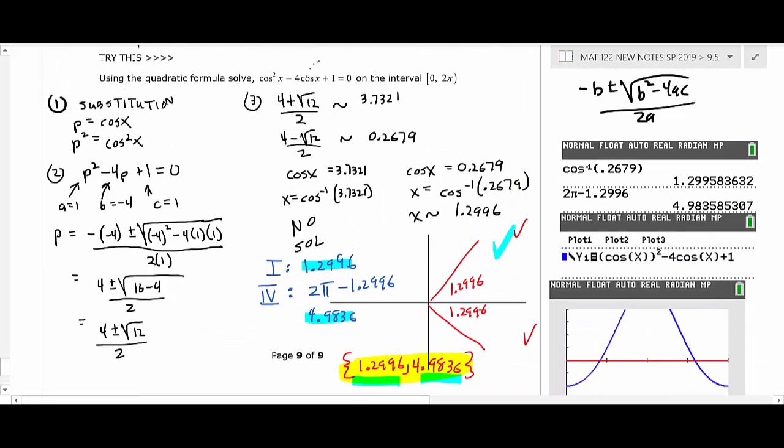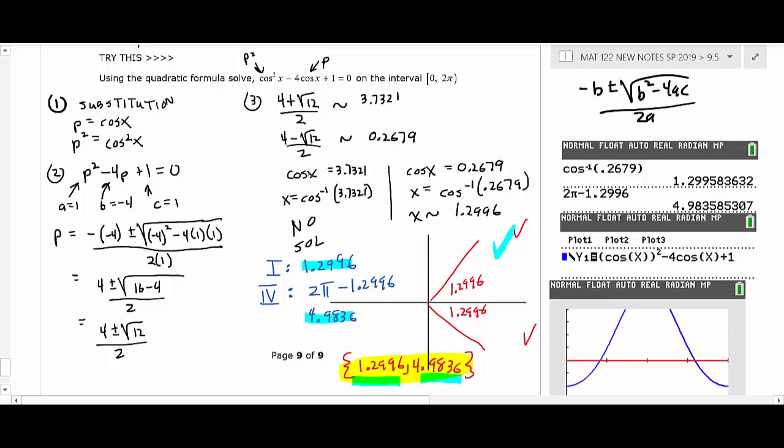So I let p be cosine x, and then p squared would be cosine squared x. So you would get the equation p squared minus 4p plus 1 equals 0. Use the quadratic formula with a equals 1, b equals negative 4, c equals 1. Plug it into your formula, and you would get 4 plus or minus the square root of 12, over 2, if you do the arithmetic. So I did this on my calculator. I did 4 plus root 12 over 2 and got 3.7321. I also did 4 minus root 12 over 2 and got this.